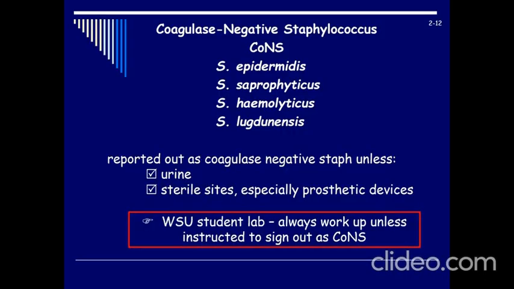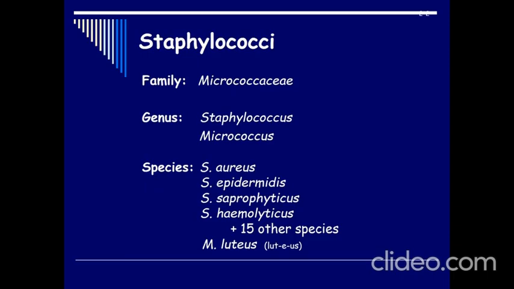Now, in my lab on campus, everybody always works it up unless instructed to sign it out as coagulase negative staph. But if you're out there working in clinics, it's a waste of time essentially to work up some of these others that are inconsequential to the patient's health. So that is why it would just go to coag negative staph unless it's in sterile sites or in urine. That rounds out the rest of the Staphylococci group, and so yeah, finishes that up. The next that we will talk about is Streptococci.